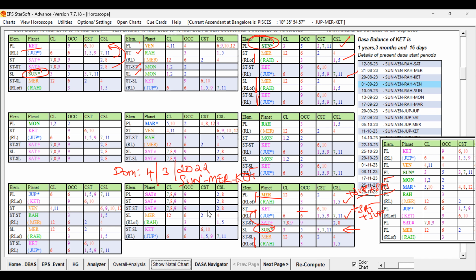So, to conduct the event, the Bugdi period should be strong enough, you know that, and also the important key planet of the Dasa Lord Sun is not present here. So that way it is not supported to conduct the marriage during this period. So marriage happened in Sun Dasa, Mercury Bugdi, Ketu Antra. I think you are able to understand the importance of the key planet.